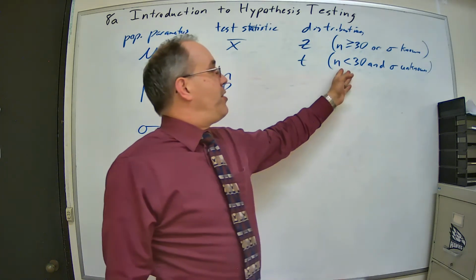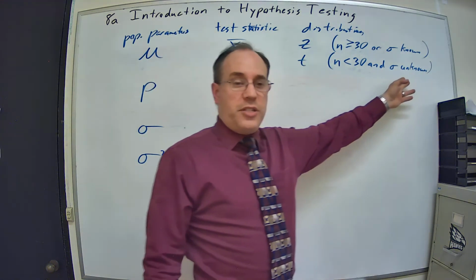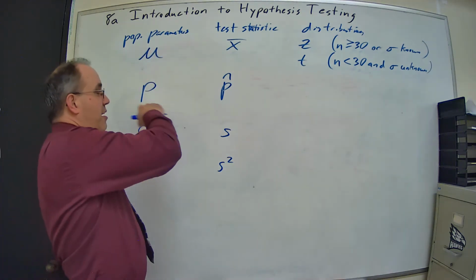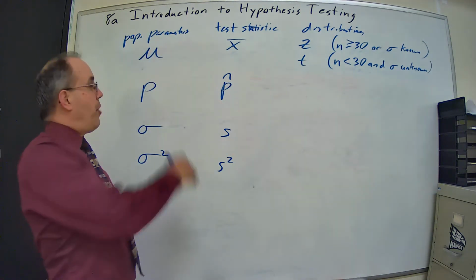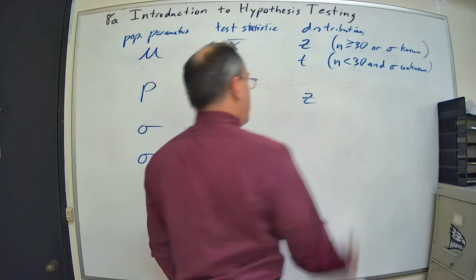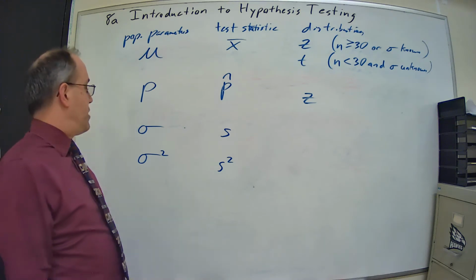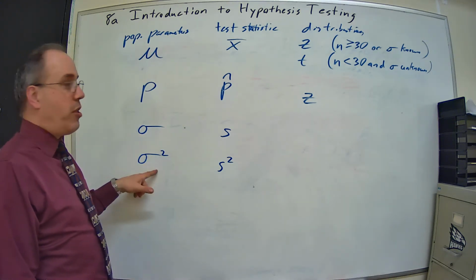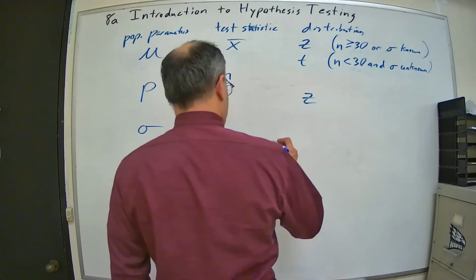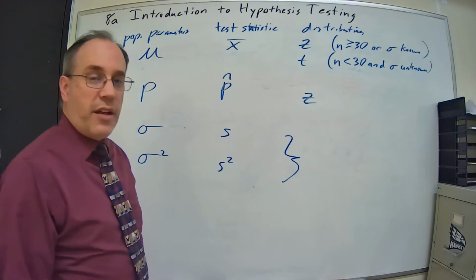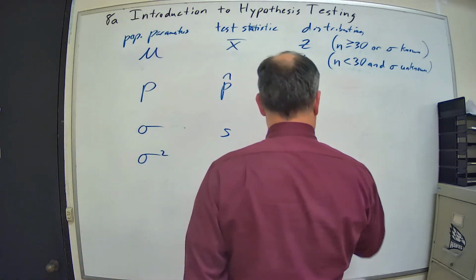So if we don't have a large sample and we don't know the population standard deviation, then we use the t-distribution. If we're testing a claim about a population proportion, then we always use the z-distribution. And if we're testing a claim about the population standard deviation or the population variance, then we use the chi-square distribution.